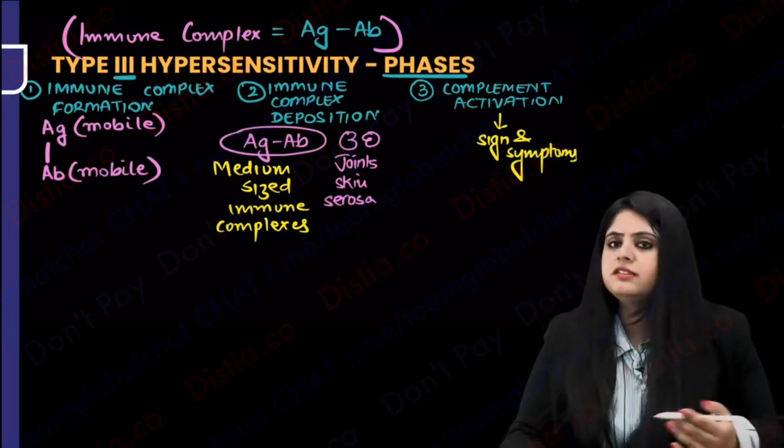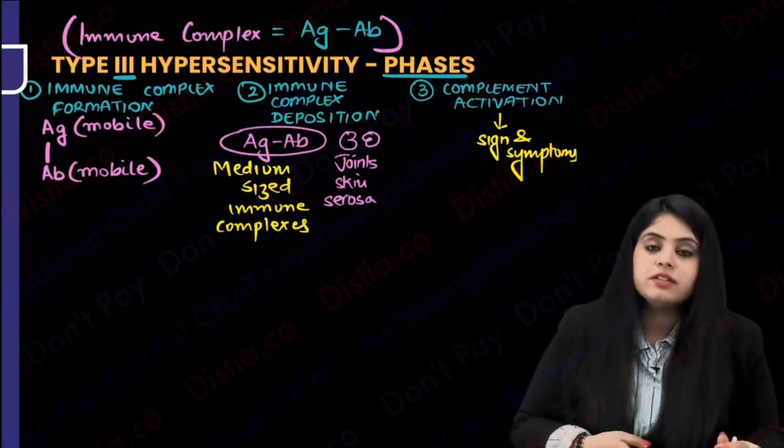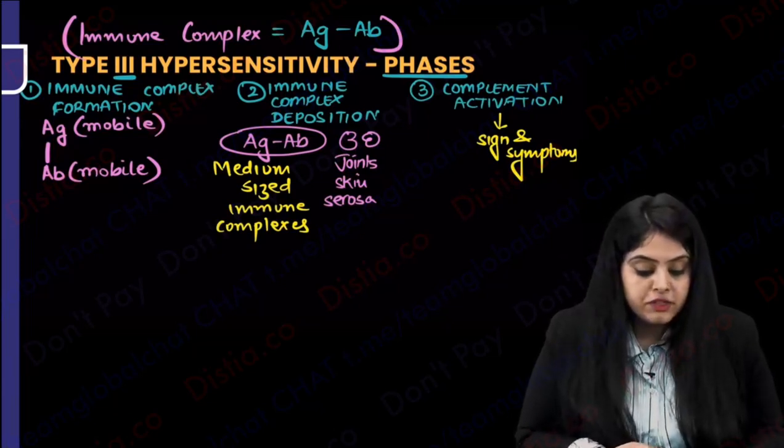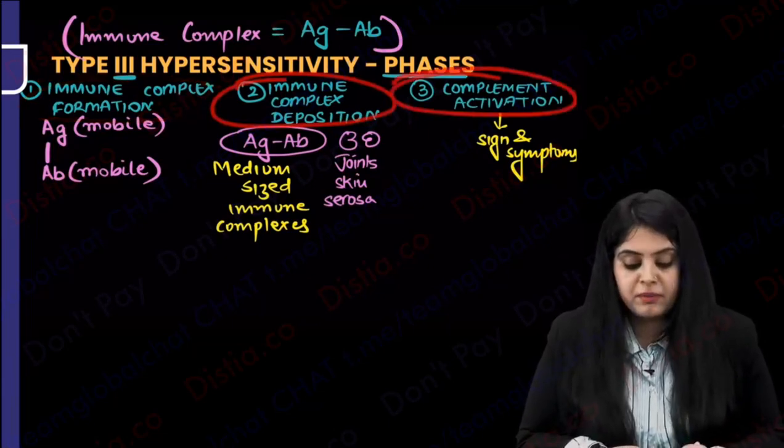These are the three phases. Arrange them in the correct order. What is the first phase? The first phase is immune complex formation. After that, the next is deposition and the next is complement activation.